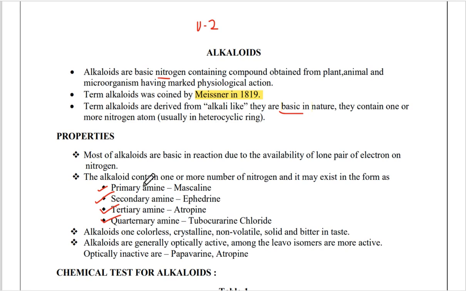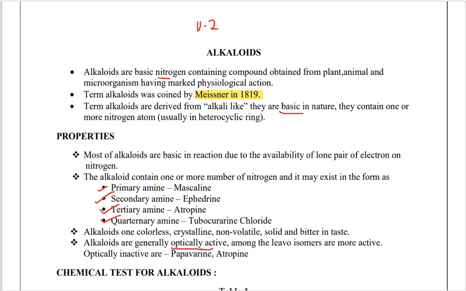Then these alkaloids may be colorless, crystalline, non-volatile solids, and also bitter in taste. They are generally optically active. A very important question asked: alkaloids are optically active. It can be asked which class of drugs is optically active. Among them, the levo isomers are more active, and the inactive ones are papaverine from the Papaver family and atropine from belladonna, Atropa.